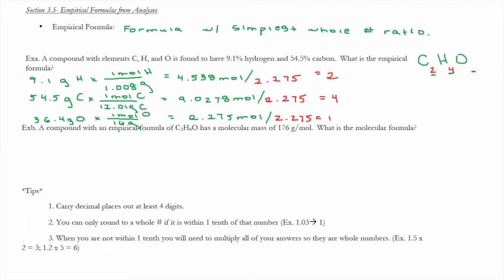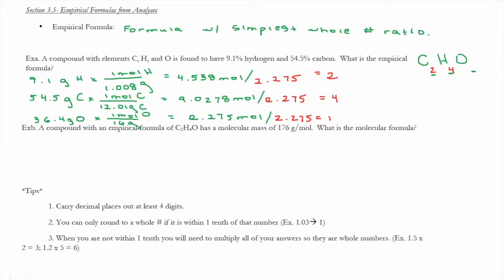The next thing, you can only round a whole number if it is within 1/10 of that number. So for example, here, let's say 4.5, I can't round that to 5 because that's not within one decimal place. But for example, here I got 1.99. That's within 1/10 of the number of 2, and so that works. In the example I gave you here, 1.03, that's fine to say that's 1. If that were 1.3, no, you couldn't round that to 1.